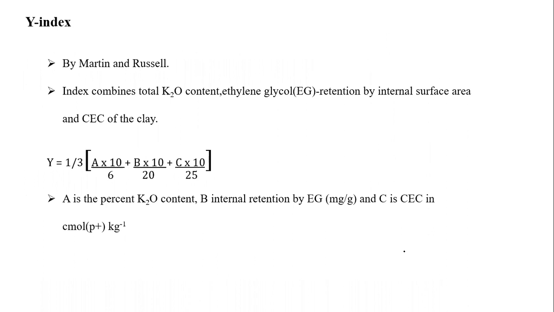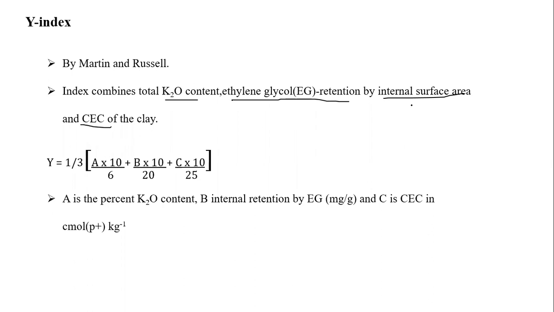Another one is called the Y-index. This index is a mathematical model proposed by Martin and Russell. It is a combination of potassium content, ethylene glycol retention by the internal surface area, and CEC. By the internal surface, we treat the sample with the EG or ethylene glycol solution.